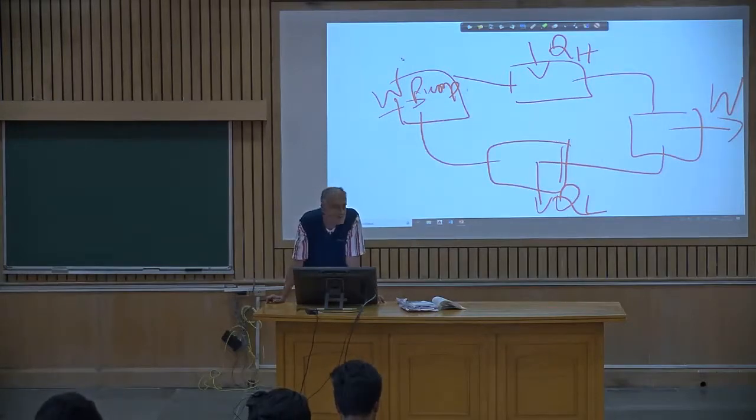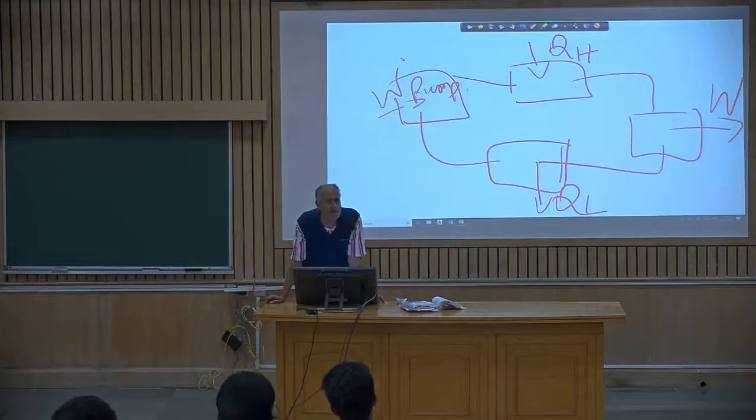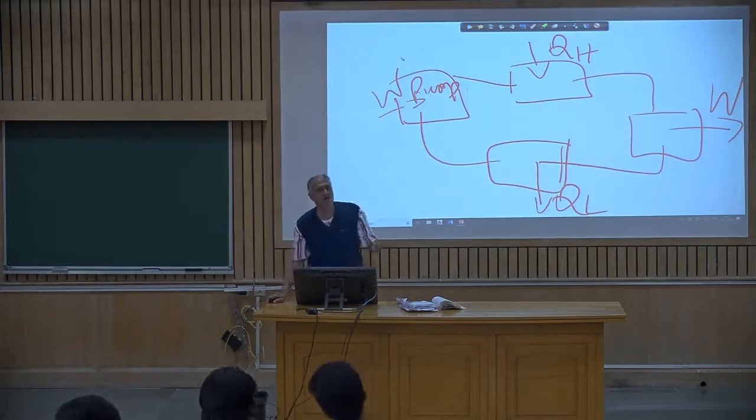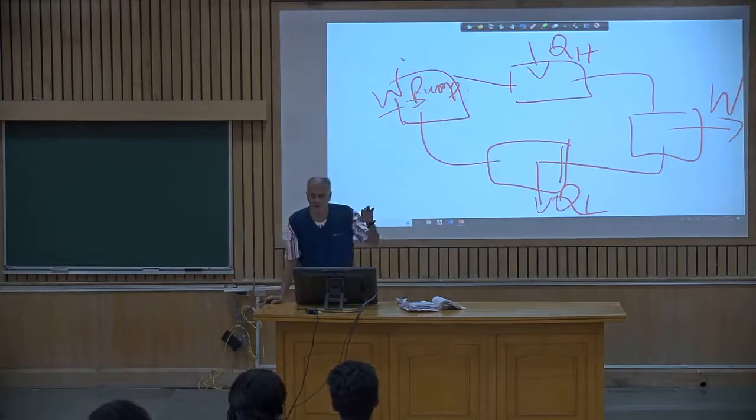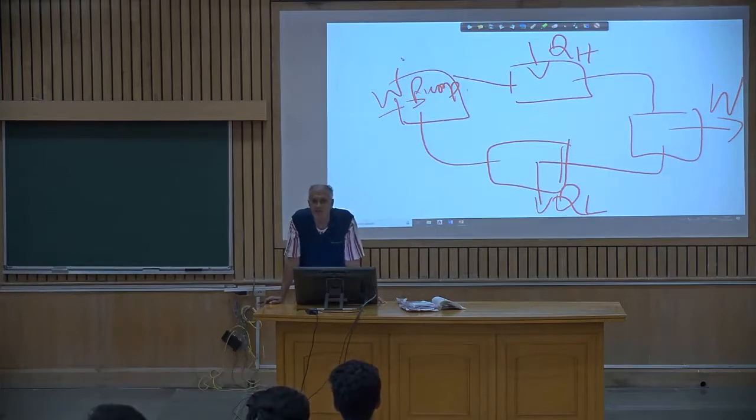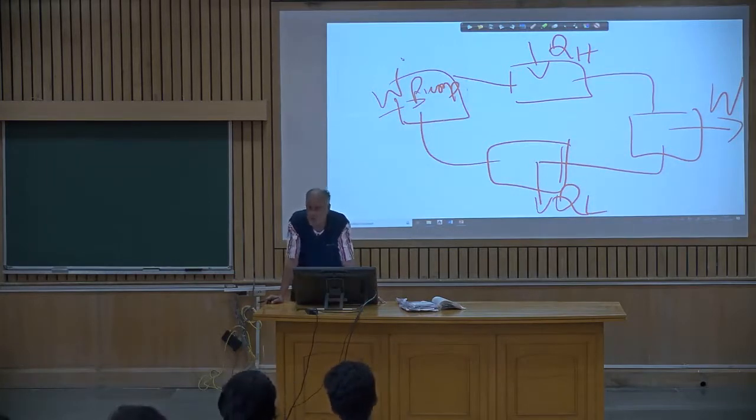Clear? Pretty simple. The only new thing is previously we used to simply write heat being received and heat being given out. Here you have to say where you are receiving the heat. You are receiving heat at a hot junction, QH. Where are you discarding the heat? At a cold junction or a cold location, QL.